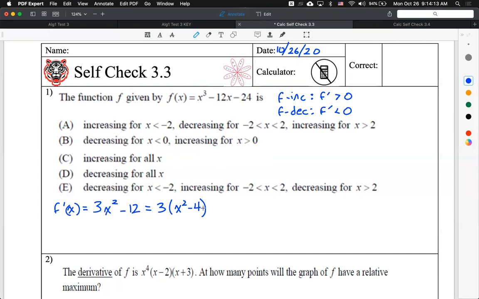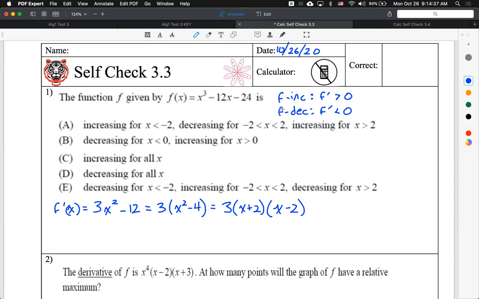Anyone see x squared minus 4? That can be factored into what times what? Difference of squares is conjugate pairs. There it is, yeah. So this is 3 still on the outside, x plus 2 and x minus 2. All right, perfect. So there it is.